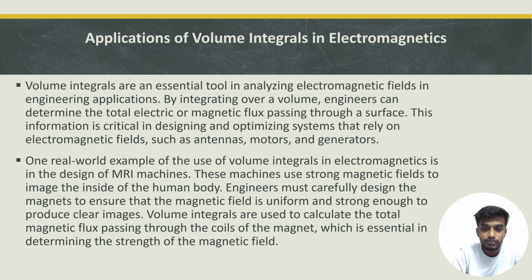The machines use strong magnetic fields to image the inside of the human body. The engineers must carefully design the magnets to ensure that the magnetic field is uniform and strong enough to produce clear images. Volume integrals are used to calculate the total magnetic flux passing through the coils of the magnet, which is essential in determining the strength of the magnetic field.